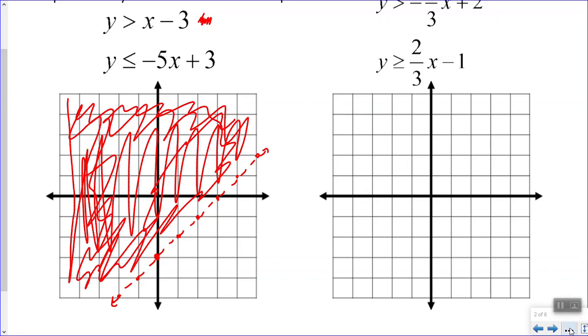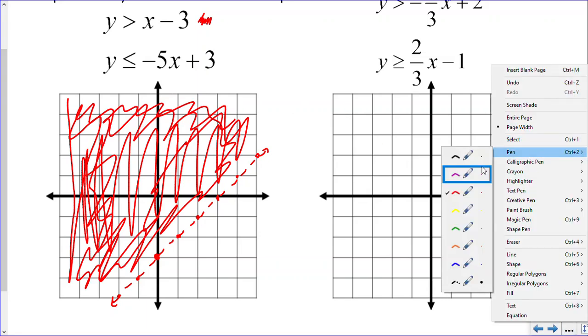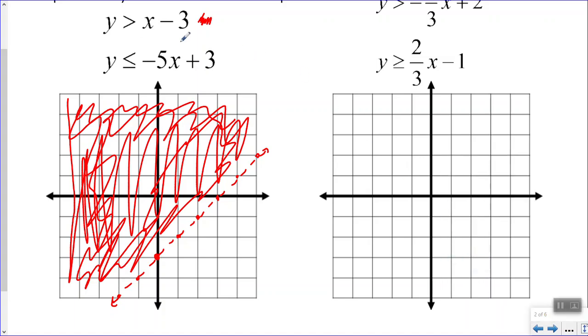Alright, now we're going to graph our second line. We'll do that one in blue. So we have y is less than or equal to -5x plus 3. So we come to our y-intercept, we have a slope of -5. We've just got 2 points. And this is less than or equal to, so that's going to be a solid line.